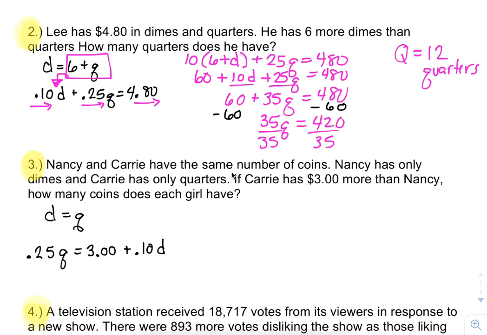My second part of my problem is to take that 12 and plug it right back into the box. So if my dimes, let me change colors, if my dimes are 6 plus my quarters, 6 plus 12 gives me that final answer. So my D value would be 18 dimes. And that is what a final answer would look like. Okay, so the black is the setup, the pink is the work, the blue is the second work to get the second variable. Okay, all right, let's go ahead and try number 3.